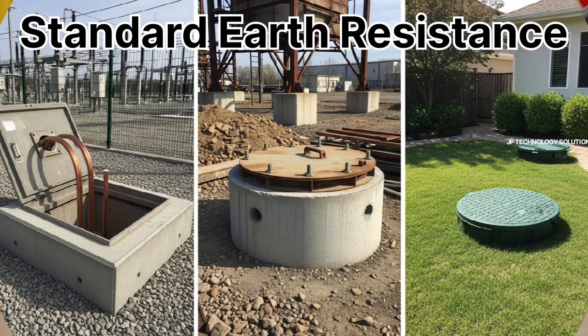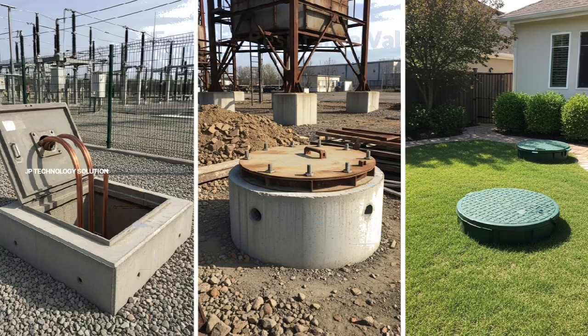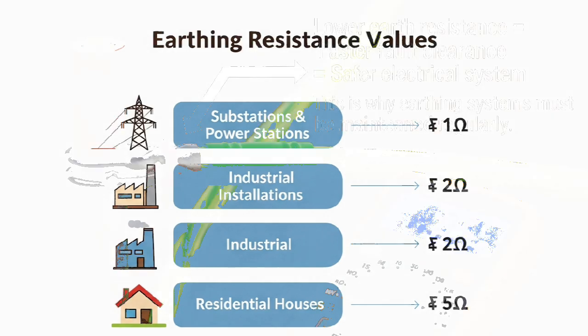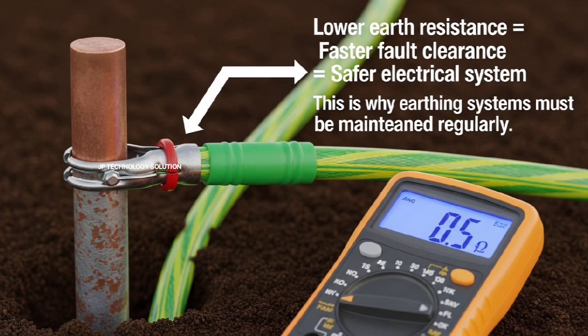Question 25. What should be the earth resistance value? Substations and power stations less than or equal to 1 ohm. Industrial installations less than or equal to 2 ohms. Residential houses less than or equal to 5 ohms. Always remember, lower earth resistance equals faster fault clearance equals safer electrical system. This is why earthing systems must be maintained regularly.